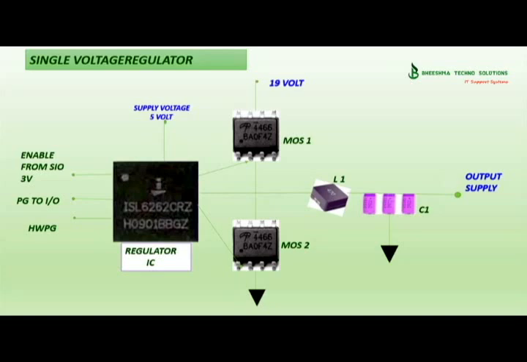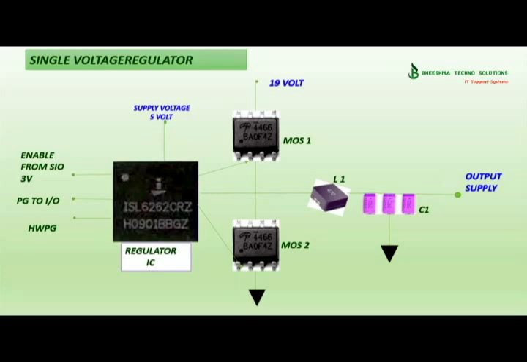All the sections adopt this type of regulator circuit to power the respective sections, starting from the RAM section to the CPU supply sections. If the output voltage is generated, the voltage regulator IC sends the hardware power signal to the I/O IC to confirm that the supply is successfully generated.